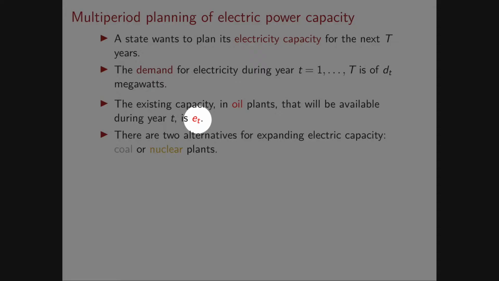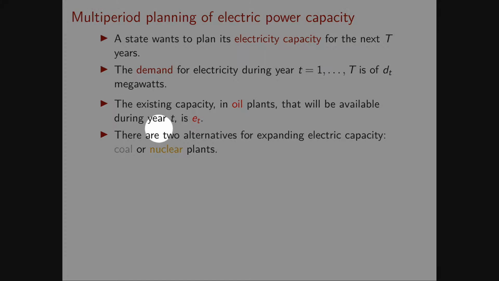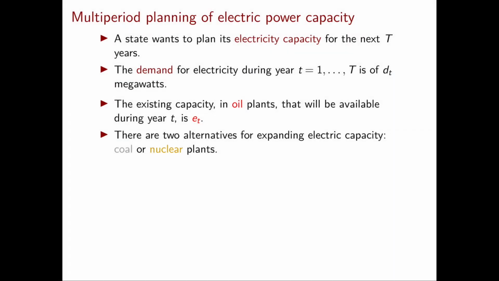So in year T, our oil plants will produce ET megawatts for every T that goes from 1 to capital T. In general, this capacity will not be sufficient to meet the demand. So what can we do about it? Well, we can build new power plants, and these can be either coal plants or nuclear plants.